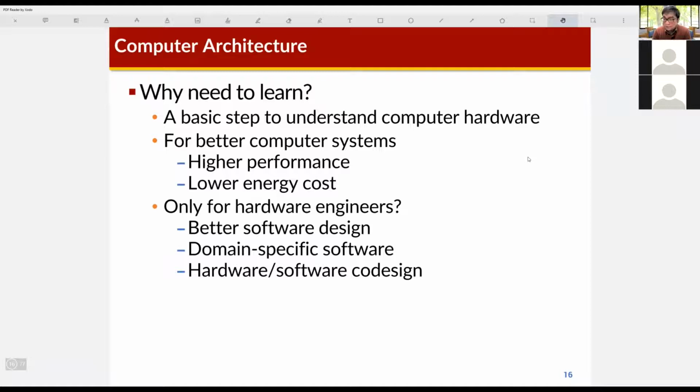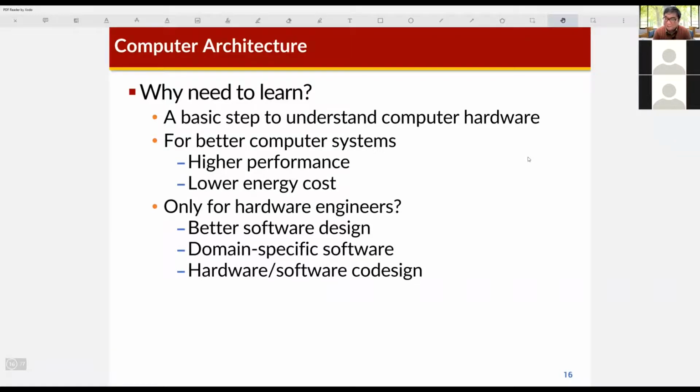So this knowledge is also necessary for these GPU programmers or programmers in specific domains. Also, if you want to create better software or a better program, that means your program runs well on most computer systems.